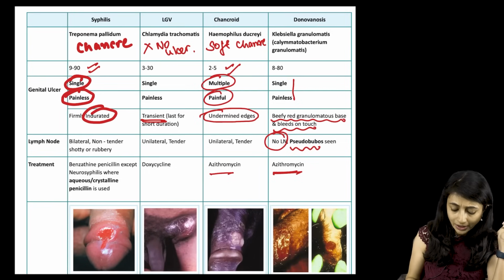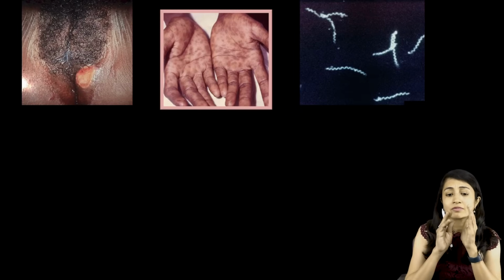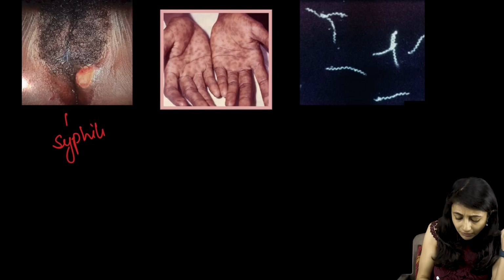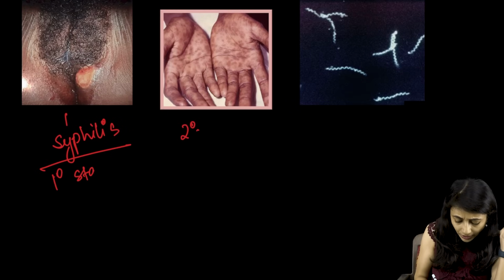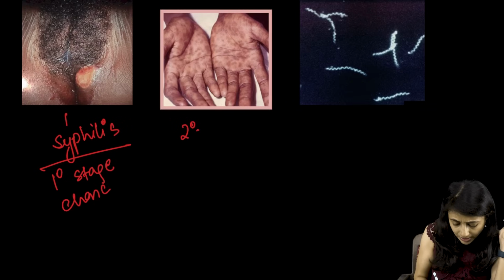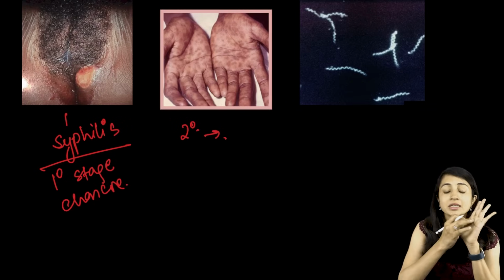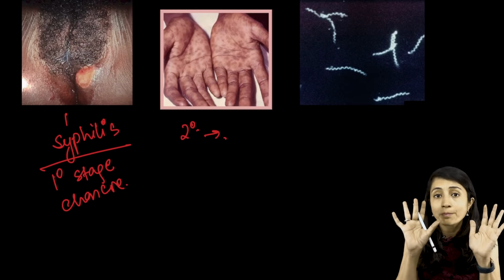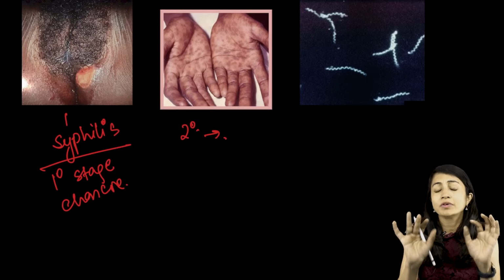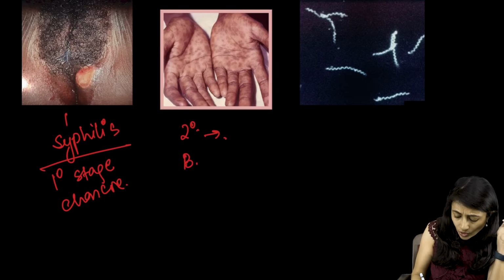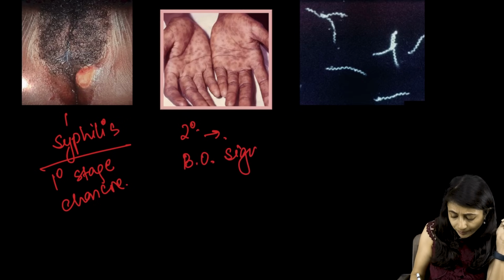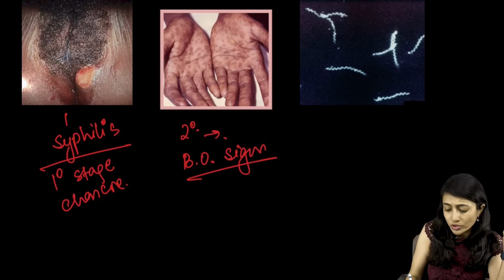Right? Now, quickly identify these ulcers. You have a single painless indurated ulcer with a very clean base. We know this is syphilis. In syphilis, they are very fond of giving this also. This is the primary stage where I see the chancre. This is the secondary stage where I see hyperpigmented macules on the palms. So, if this image is given, they are mostly asking you about secondary syphilis. We already discussed the treatment and causative organism.